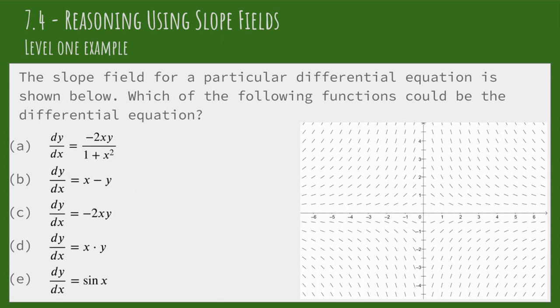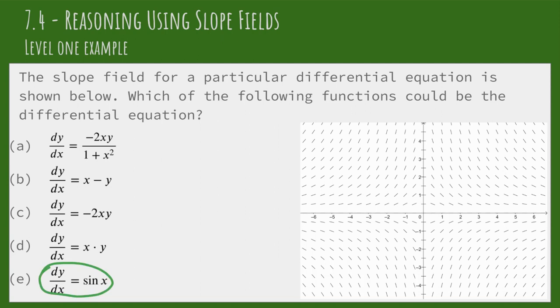In this example, we have a slope field, and we want to know which differential equation may have created that slope field. So this is a good example of one where we want to look at where there's positive slopes, where there's negative slopes, where there's 0 slopes, and see which ones are going to match up. My eye jumps straight to part E here.